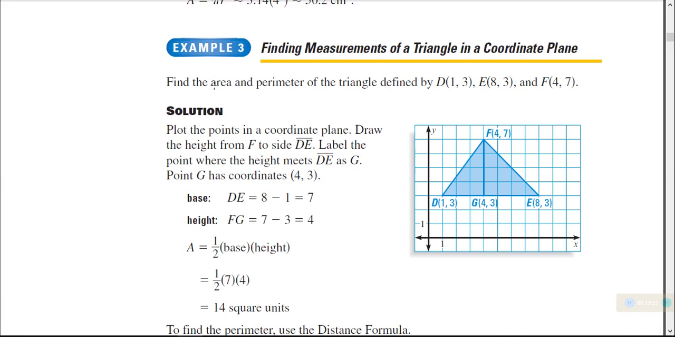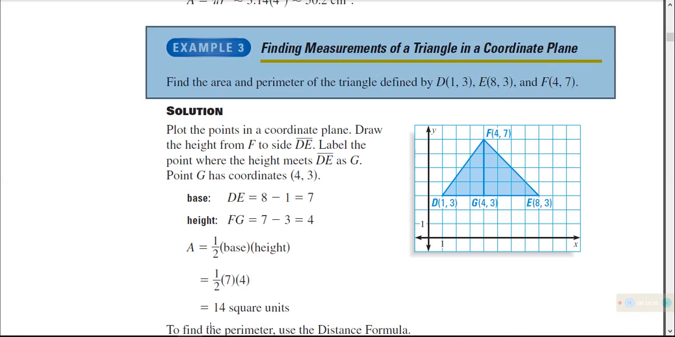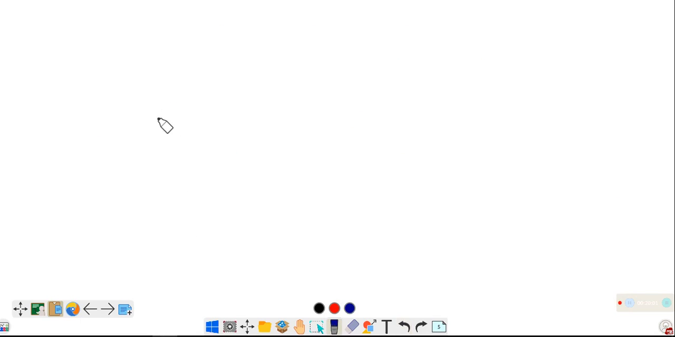Okay, so, ito na tayo sa example 3, finding measurements of a triangle in a coordinate plane. So, find the area and perimeter of the triangle defined by D is equal to (1, 3), E is equal to (8, 3), and F is equal to (4, 7). So, dito, medyo gagamit tayo ng distance formula, pero hindi kasing complicated nung distance formula that we employed before sa mga dati nating problem.